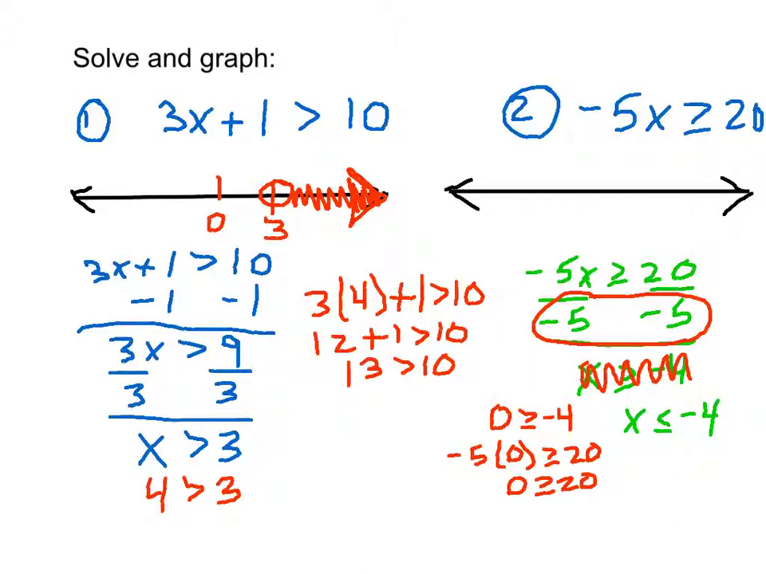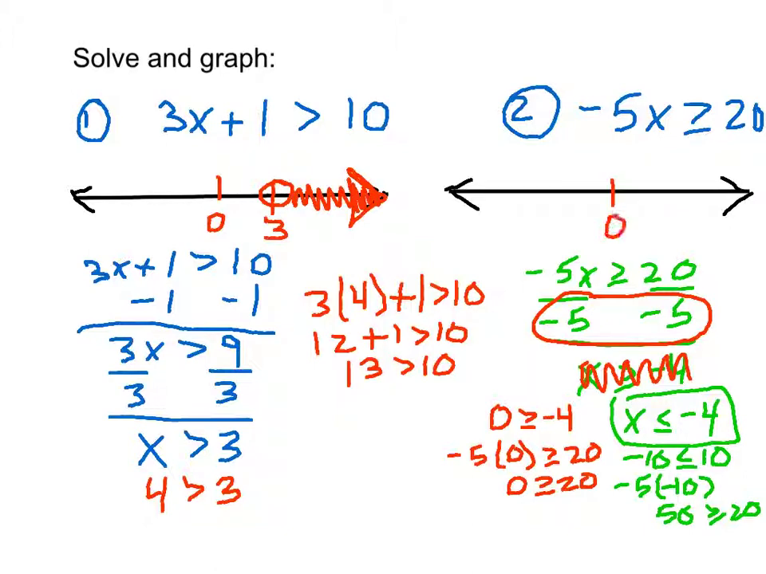And now if we choose a number, let's say negative 10. Well, negative 10 satisfies that inequality. Negative 10 times negative 5 gives us 50. 50 is greater than or equal to 20. So you can see here that when you multiply or divide by a negative number, just remember to switch the inequality sign.